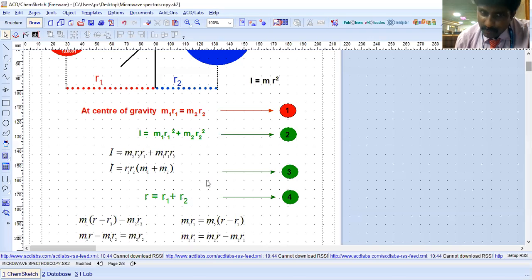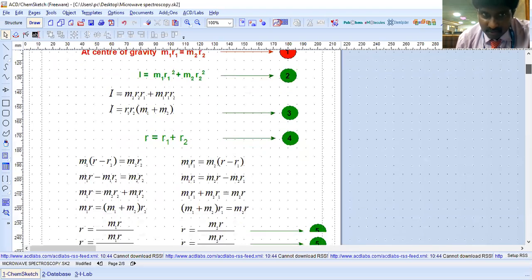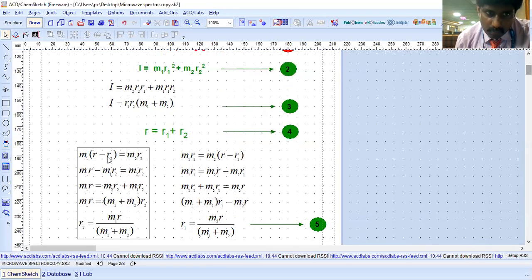These both equations you substitute in equation 1. We are substituting R1 equal to R minus R2, and R2 is equal to R minus R1. Both equations simultaneously we are substituting in equation 1. Instead of R1, we substitute R minus R2; instead of R2, we substitute R minus R1. Now we simplify both equations. We multiply and send the M1 R2 term to the right side, take R2 common, and we are going to find R2 here.